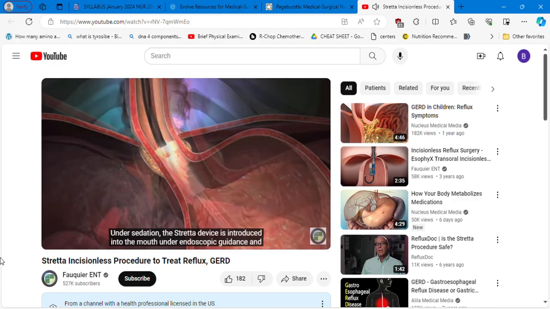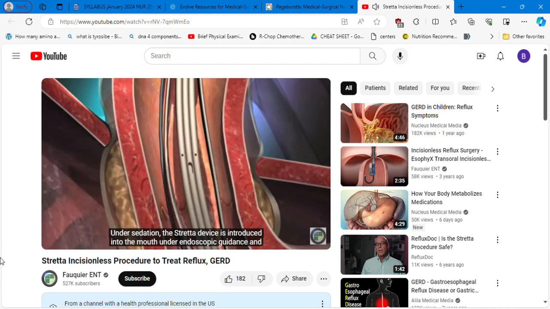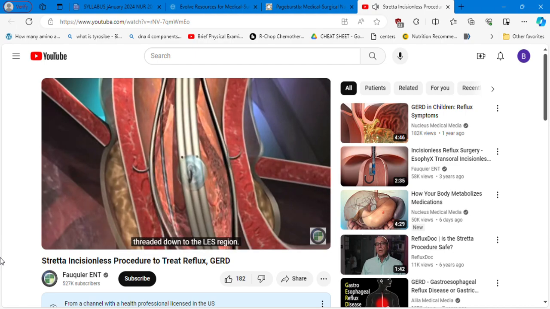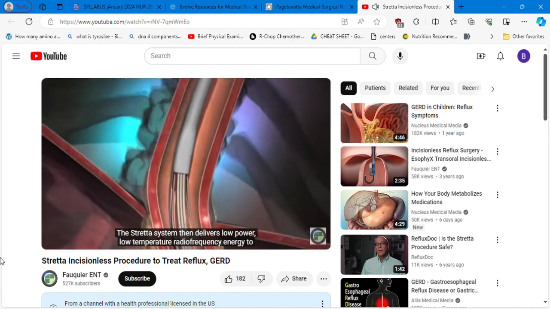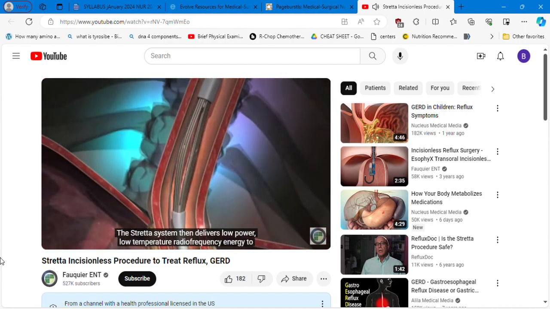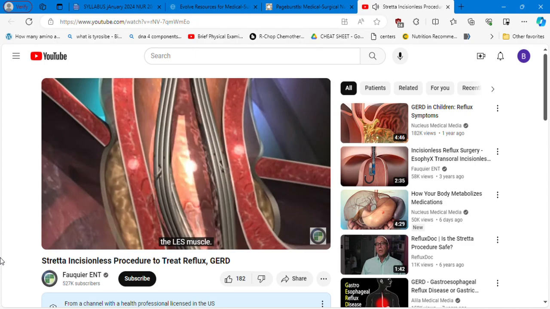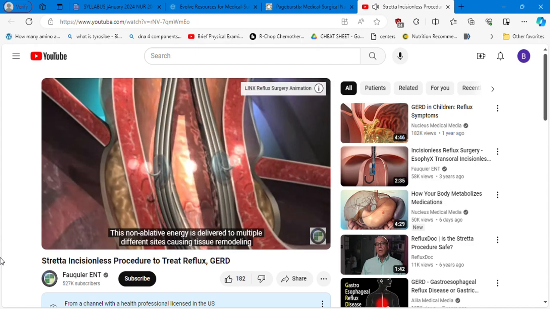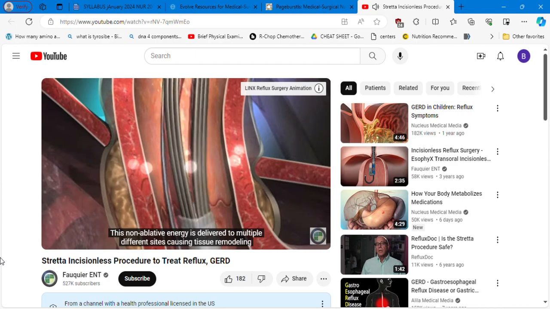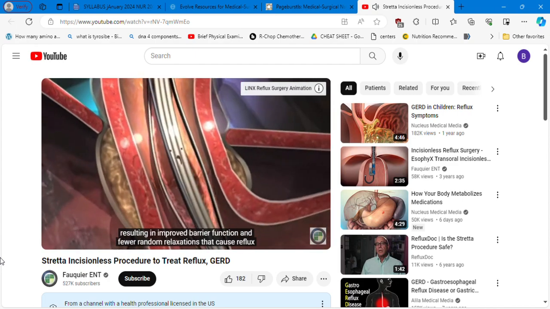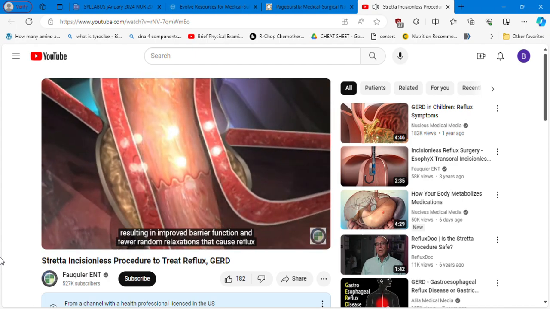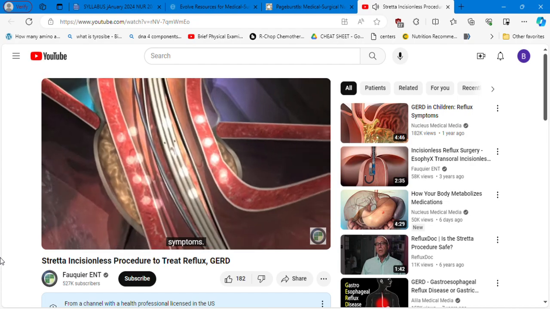Under sedation, the Stretta device is introduced into the mouth under endoscopic guidance and threaded down to the LES region. The Stretta system then delivers low power, low temperature radiofrequency energy to the LES muscle. This non-ablative energy is delivered to multiple different sites, causing tissue remodeling, resulting in improved barrier function and fewer random relaxations that cause reflux symptoms.